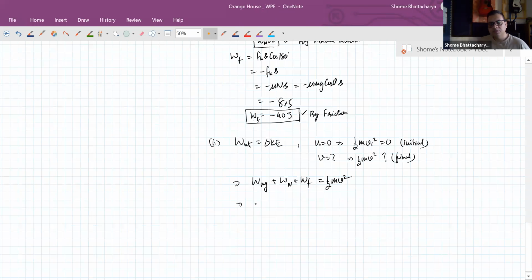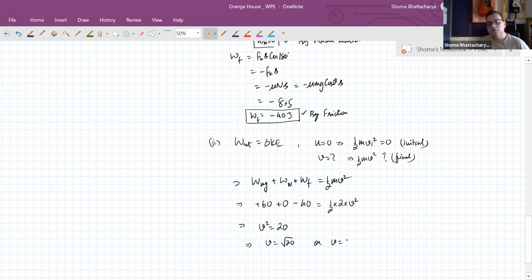So work done by mg we just saw is 60 joules. Work done by normal reaction was 0. Work done by friction was minus 40 joules. So this should be equal to half into m, which was 2 into v square. So as you can see, v square is equal to 20. So v is equal to root 20, or say v is equal to 2 root 5 meters per second. Okay. Now we'll also verify this by another method, but first you can make a note of this.